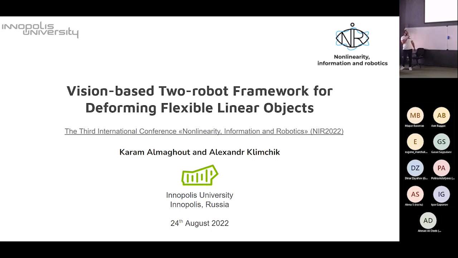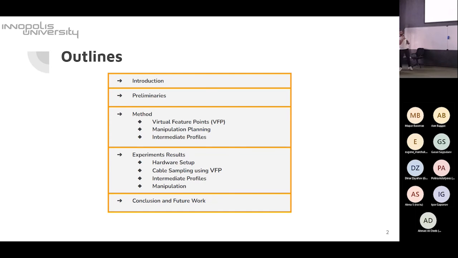Okay. Hello, everyone. My name is Karam Almaghout, PhD student here at Minneapolis University. And today I'm going to present our recent work entitled Vision-Based Two-Robot Frameworks for Deforming Flexible Linear Objects. The outline of this presentation: we will start with a brief introduction and the preliminaries. Then I will introduce the approaches used in our method. Then we will discuss the experiment, ending with conclusion and our future work.